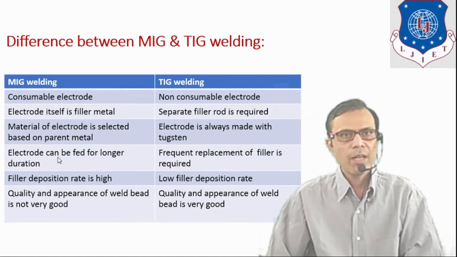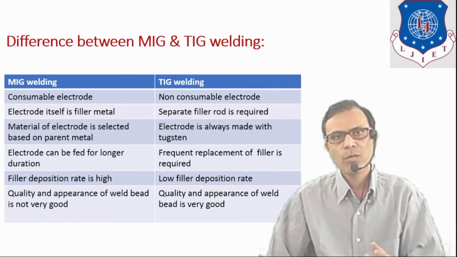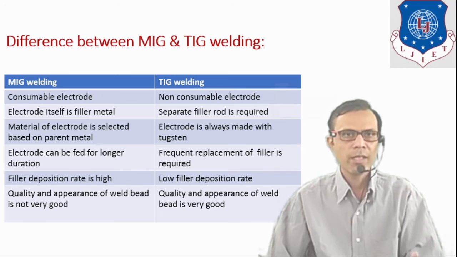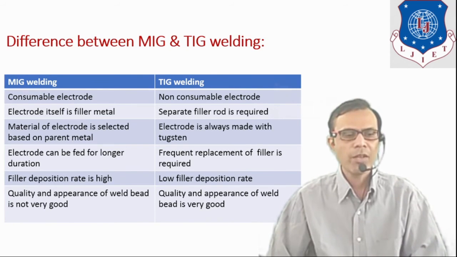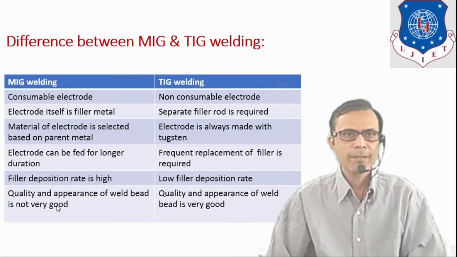Then for MIG welding, electrode can be fed for the longer time duration, and in case of TIG welding, frequent replacement is necessary because length of tungsten electrode is limited, so it will result in intermittent welding action. In case of MIG welding, filler deposition rate is higher, but in case of TIG welding, as filler metal is supplied manually, comparatively it has lower deposition rate.